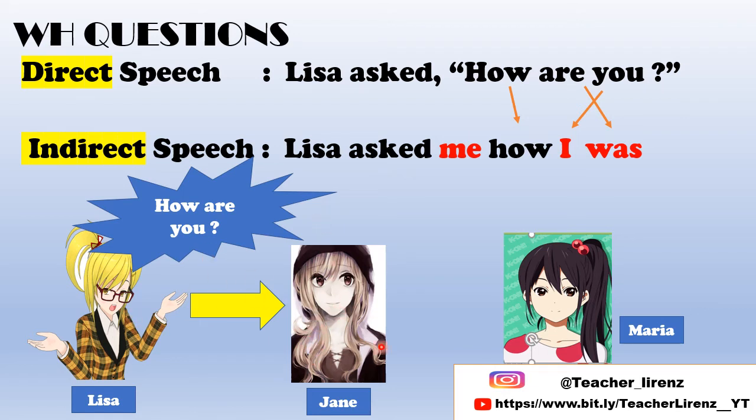And then Jane will tell Maria. Jane mau memberitahu kepada Maria. So we call it indirect speech. So Jane will say to Maria, Lisa asked me how I was. You see how, still how, you become I, because this is I, so the past tense is was.